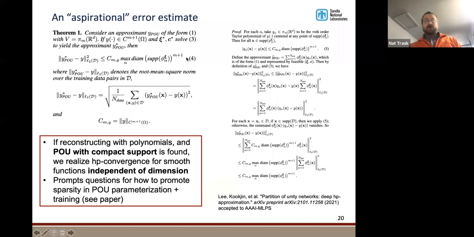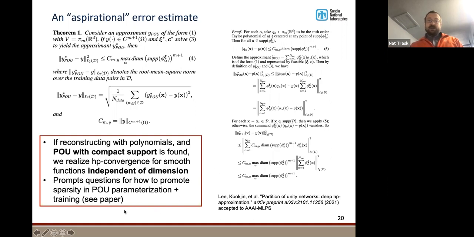And that gives you, if you're working with mth order polynomials, you get the support of those partitions to the m+1. And this whole thing is independent of the ambient dimension, right? So if you can get partitions which break up space and take advantage of some latent low dimensional structure, like if your data is sampled from a manifold, then you're able to get m+1 convergence independent of the dimension.